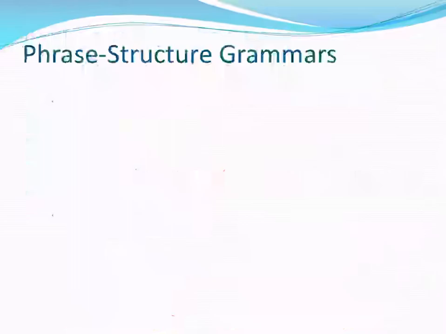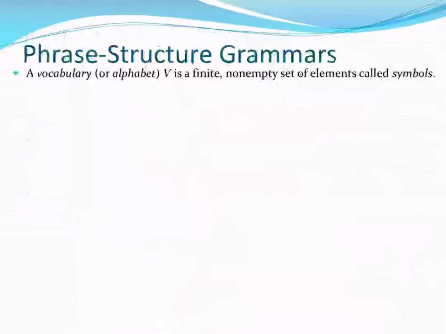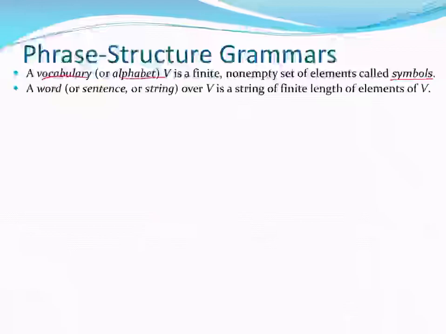So what we've just looked at is an example of a phrase structure grammar. Let's talk about some of the aspects of it. A phrase structure grammar has a vocabulary or an alphabet, and the elements in it are called symbols. In our example grammar, the alphabet was the words. The symbols were the words. A word or a sentence or a string over my alphabet is a string of finite length from the elements of my alphabet. So the sentences I was making are words in the previous example.